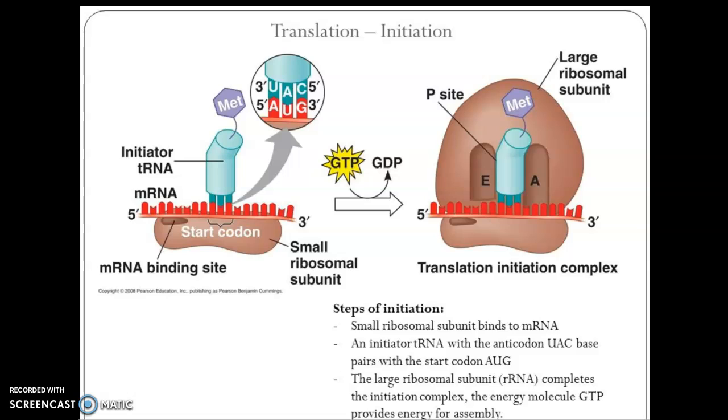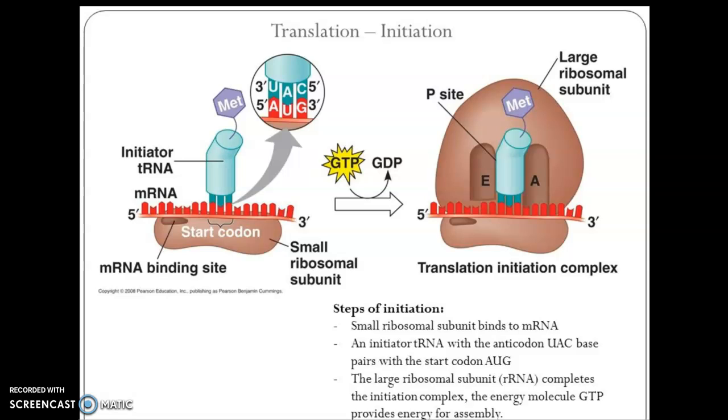Once the small ribosomal subunit finds that AUG start codon, it recruits the large ribosomal subunit, creating the E, P, and A site. And the tRNA for methionine will be in the P site. The P site is the peptidyl site. The A site is the amino acyl tRNA binding site. The A site I call the acceptor site, and the P site I call the peptide bond site.